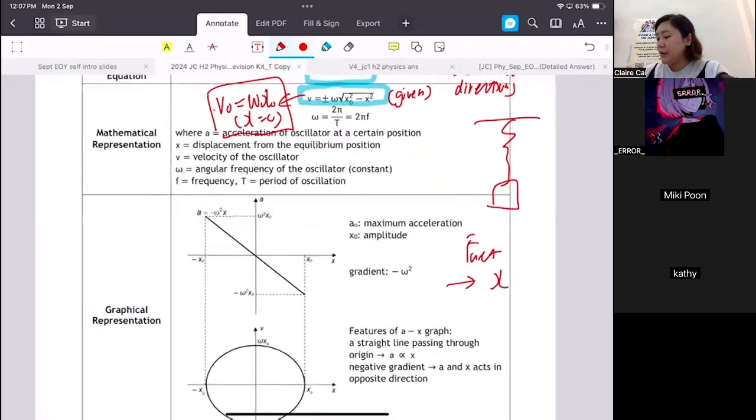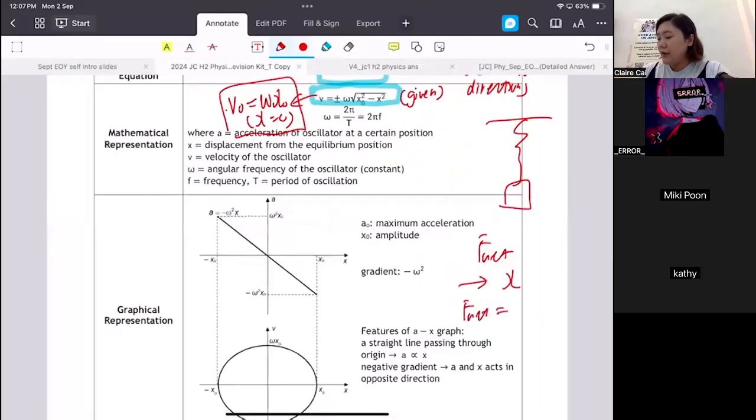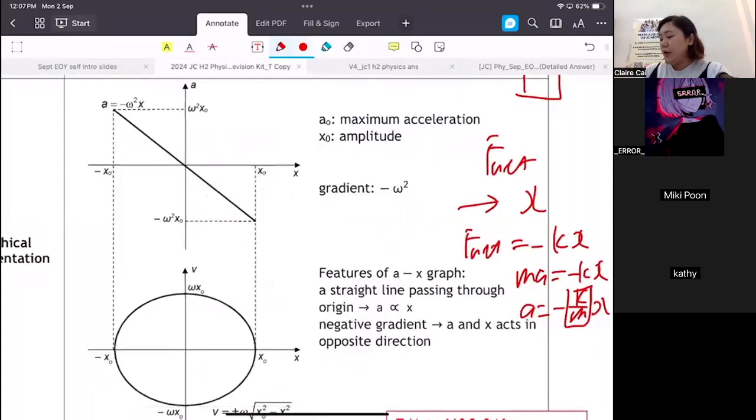Like for example, in this one here, your F net is negative kx. That's why we get ma equals negative kx, and your a will be negative k over m times x. So you have satisfied the two conditions already: a is directly proportional to x, and the negative sign shows that they are in opposite directions.